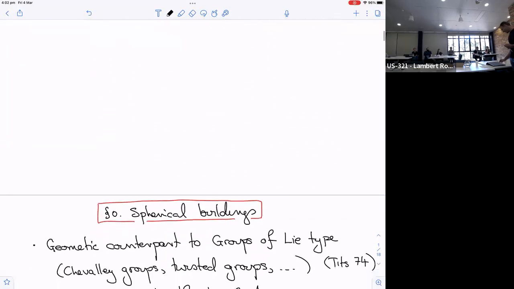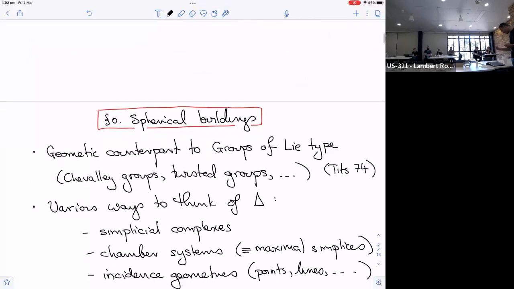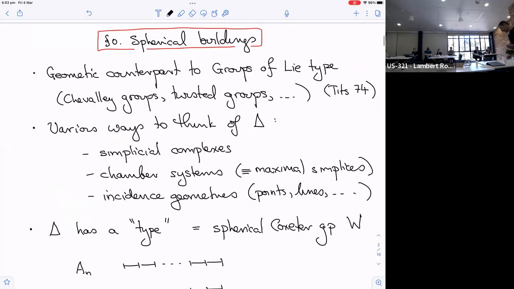Okay, so I'll just scroll through these slides. So spherical buildings are similar to your room. I'm not going to say much about it, I'm not going to really define anything, but it's the geometric counterpart to groups of BN-pair type. That's things like Chevalley groups, twisted groups, and so on. And that really is Tits's 1974 classification, which says that they are the geometric counterpart to groups of BN-pair type. But groups of BN-pair type, I mean fairly generally, not just finite groups of BN-pair type.